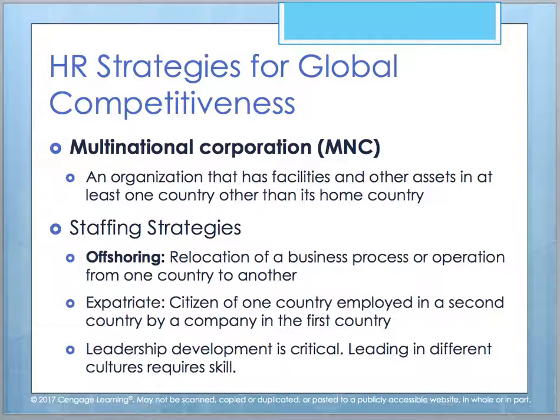Now, when we look at competing globally, as I mentioned in chapter 1, there are organizations that are multinational corporations that have facilities and other assets in at least one other country in addition to your home country. And so you're having to consider all of the different factors that impact your home operations as well as your overseas operations. So there are some strategies that you need to take into consideration when you're thinking about how to staff those organizations. Now, most people look at outsourcing and sometimes confuse outsourcing with offshoring.